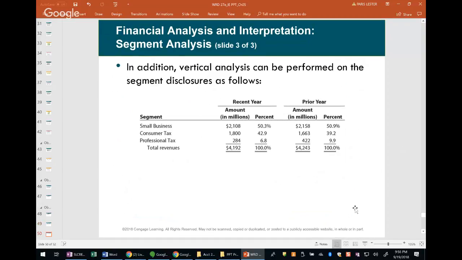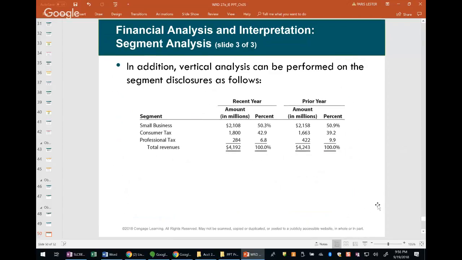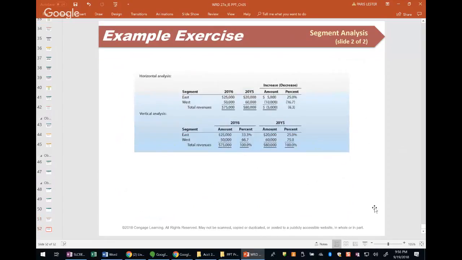All right, segments we won't worry about too much. We've got too much other material. We know what a vertical and a horizontal analysis are. We didn't have it on the test, but we know what they are.